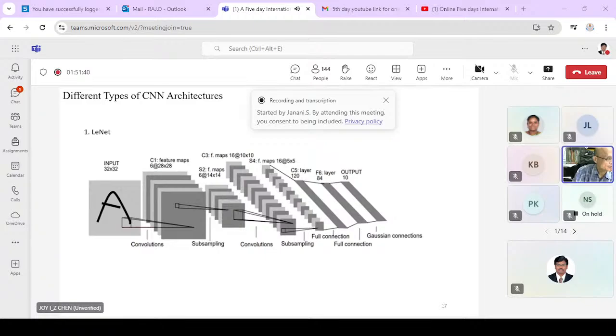Okay, I will briefly introduce some of the different types of CNN architecture. First, LeNet. LeNet, introduced in 1998, stands as a pioneering convolutional neural network, introduced by Yann LeCun and others. It serves as a seminal model in the realm of deep learning, often referred to as the hello world of this field. It is the simplest model for the CNN.